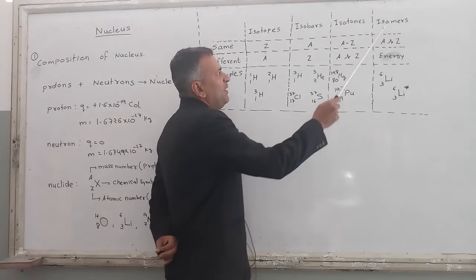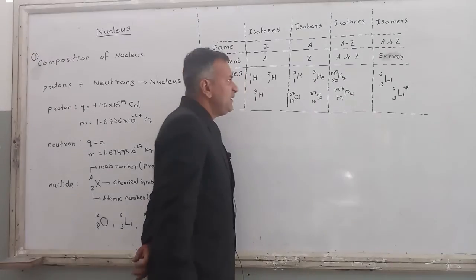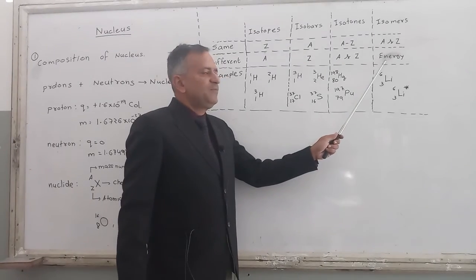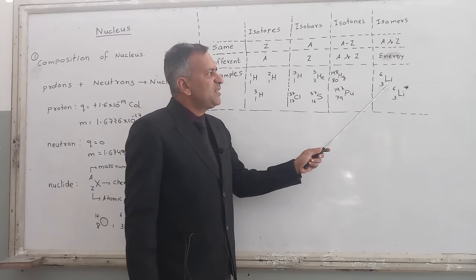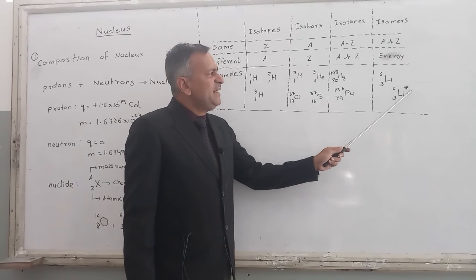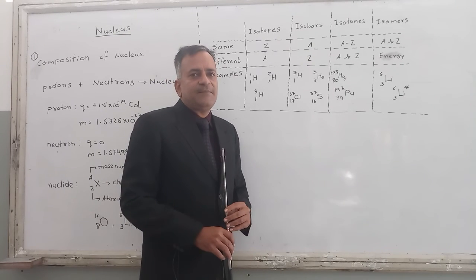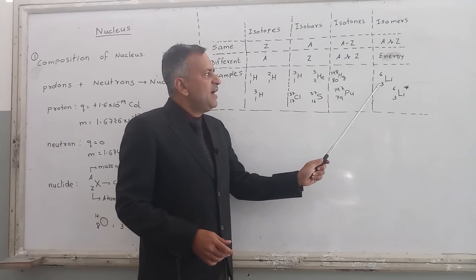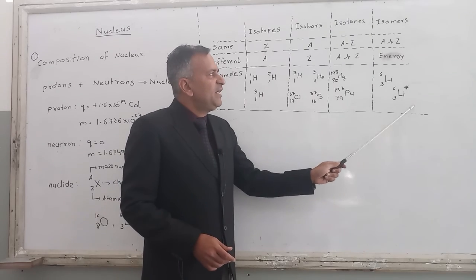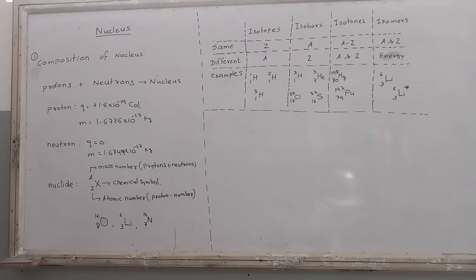And lastly, isomers. What is same? Both atomic number and mass number are same. What is difference? The energy is difference. Energy of these species are different. So here we have lithium 36 and lithium 36 with an asterisk sign. Asterisk sign indicates that this lithium nucleus is having higher energy. If the energy is more, then we represent it by asterisk sign. You can see same mass number, same atomic number, but different energy levels. Right? You can take the screenshot of this and refer it as your notes also.